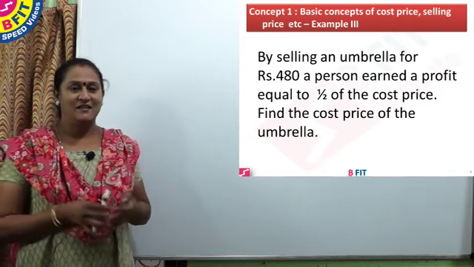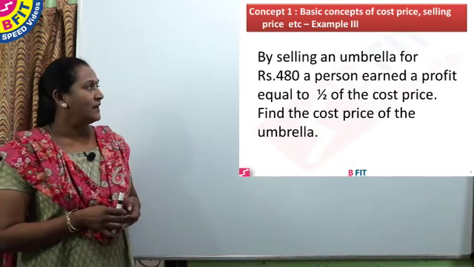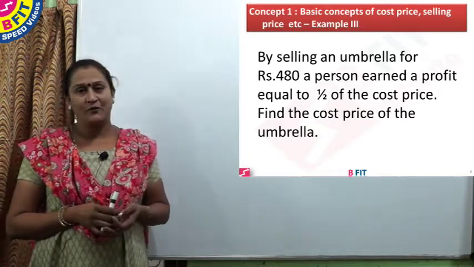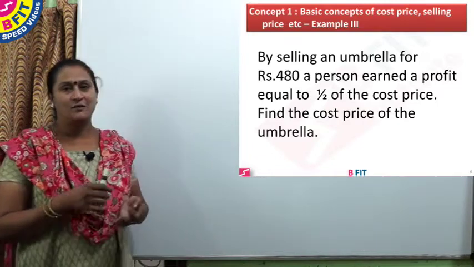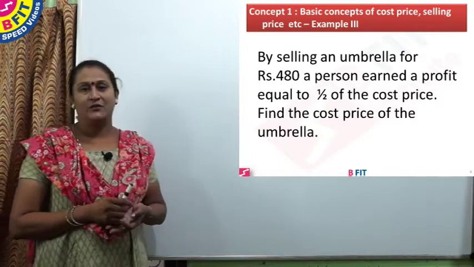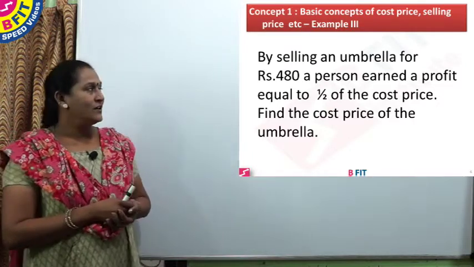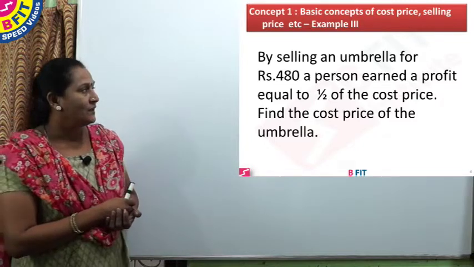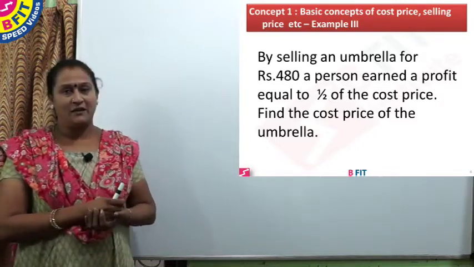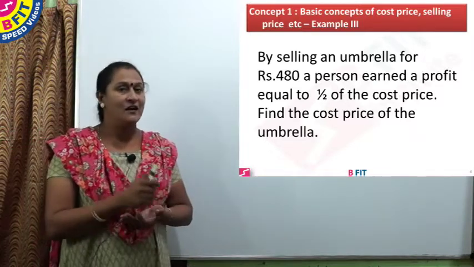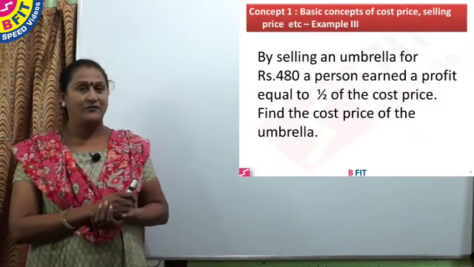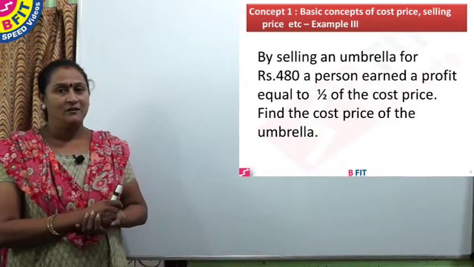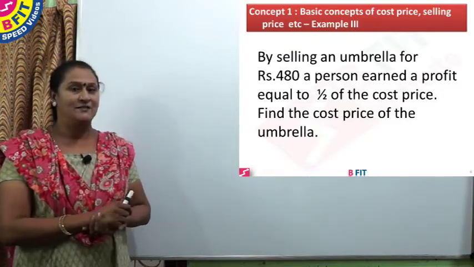By selling an umbrella for rupees 480, a person earned a profit equal to half of the cost price. Find the cost price of the umbrella. So here, seeing the question, what will be the cost price, you guess? The selling price is 480, and the profit is half of the cost price. So seeing this, you'll all go for the option 240. Now we'll see what is the correct answer.